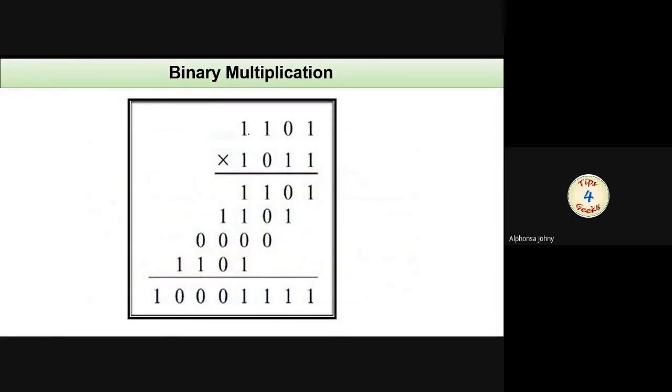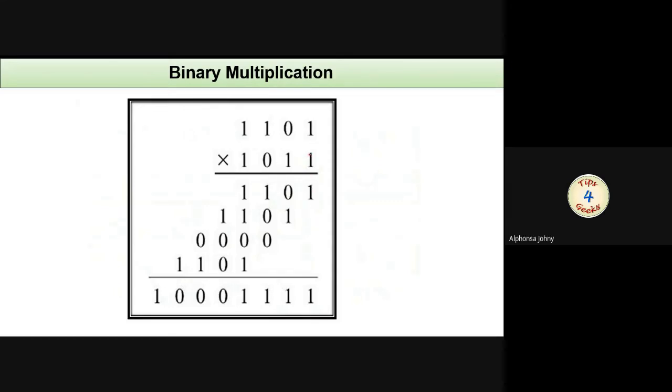Let's see. First, we have to multiply 1101 with 1011. The first is known as the multiplicand, and the second one is known as the multiplier. We just apply the rules of binary multiplication and maintain the positions, that is, we have to write the numbers in the correct position. These rows are known as the partial products. Then we perform an addition of these partial products to get the final result. Then we can start the multiplication.